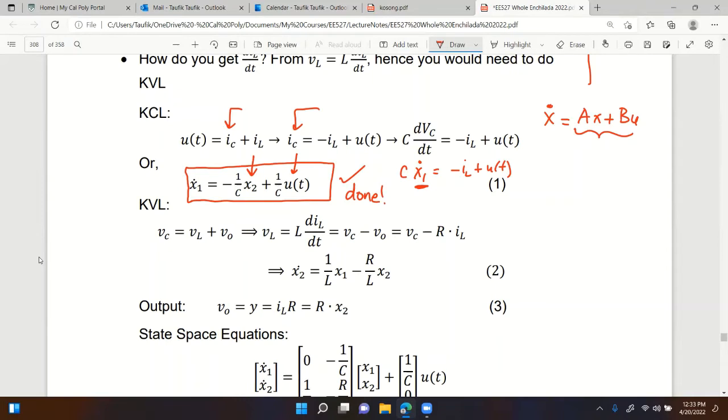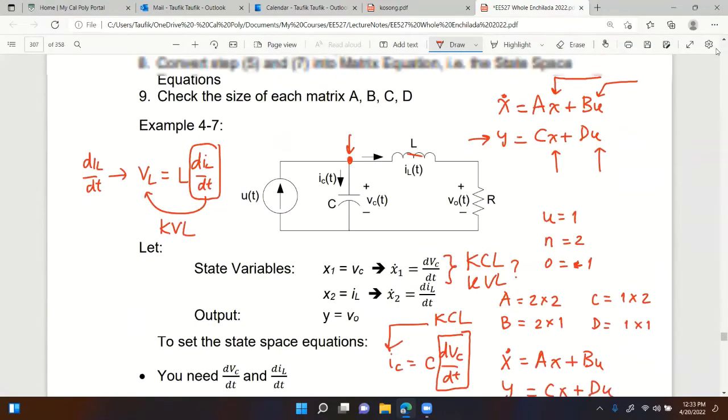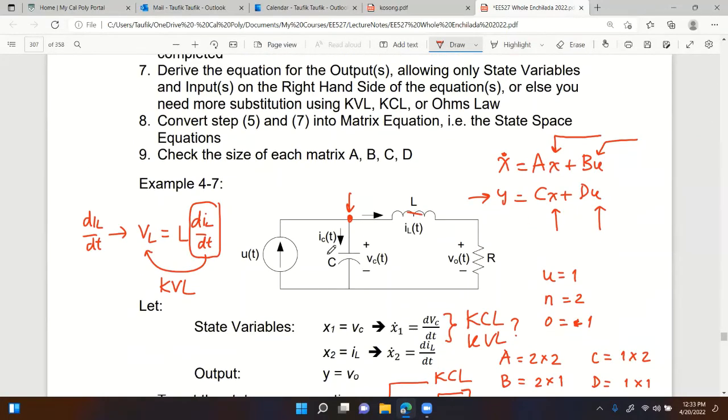Okay. Any questions so far? If not, let's do the second x dot equation. Remember, we have two state variables, so you need x1 dot and x2 dot. x1 dot is done. Let's do x2 dot. Remember, x2 dot we get from KVL. So let's see which KVL should be applied here. I would say apply KVL around the right-hand loop, because I don't know what the voltage is across that current source. So I'm just going to do it around the right-hand loop right there.